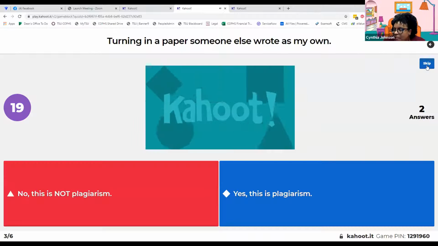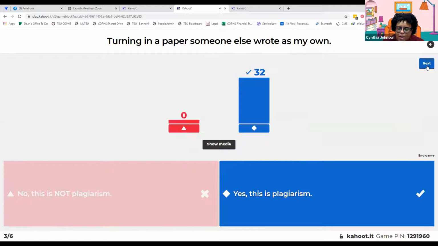What if I turn in a paper my friend gave me for a class and use it for my own assignment? Oh, that one is very clear to everybody. Yes, that is indeed plagiarism.